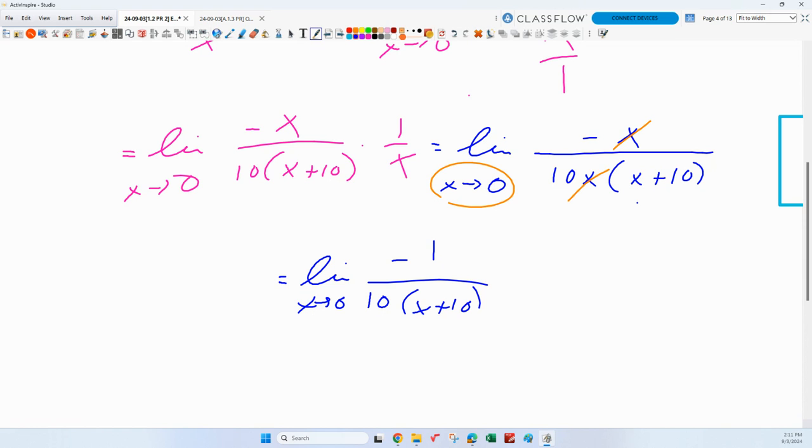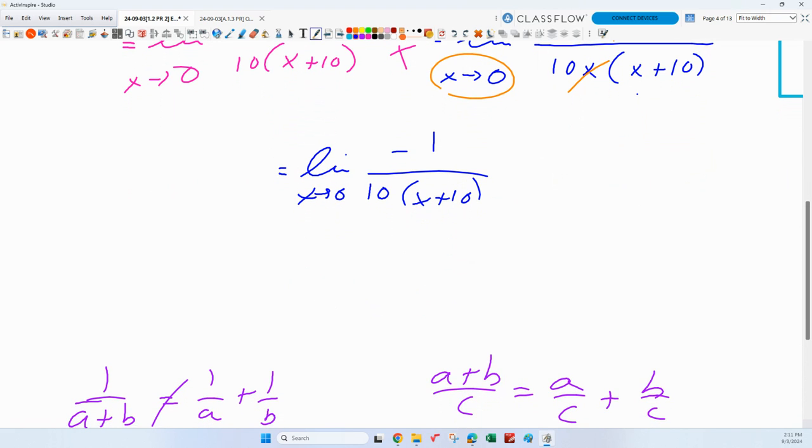Now I should be able to evaluate this thing and not have the 0 over 0 problem. What do I get? If I let x go to 0, what do I get? Everybody agree? If I just let the x go to 0, I just get the answer. Negative 1 over 10 times 10. There's my answer.